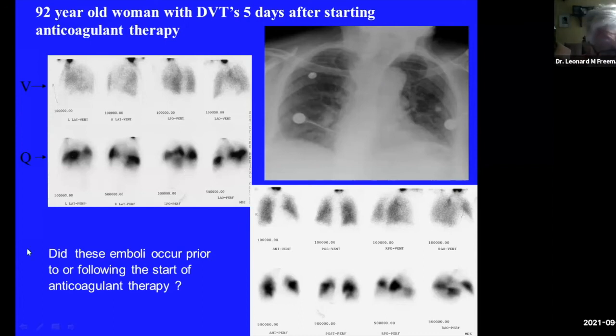And there was no way of knowing whether or not these PEs occurred before or after she was put on anticoagulation. And unfortunately, she was an elderly woman. They ended up plicating her vena cava because they just weren't sure. If this study had been done as a baseline at the time she had her DVTs, it probably would have saved her having the additional study.